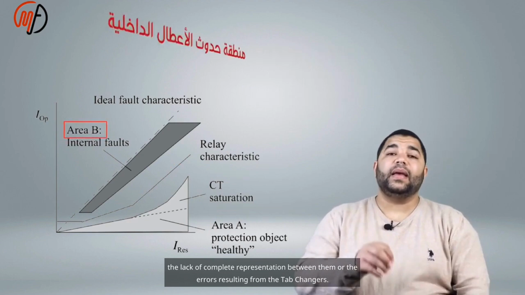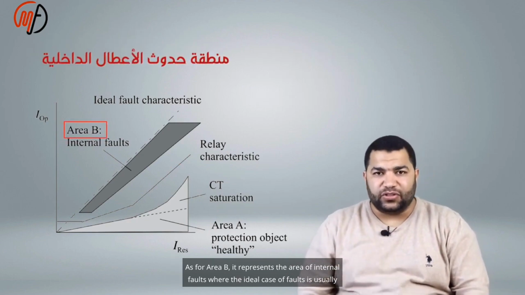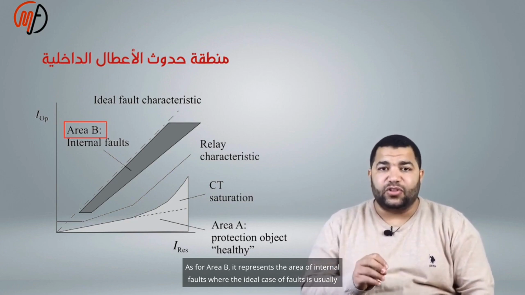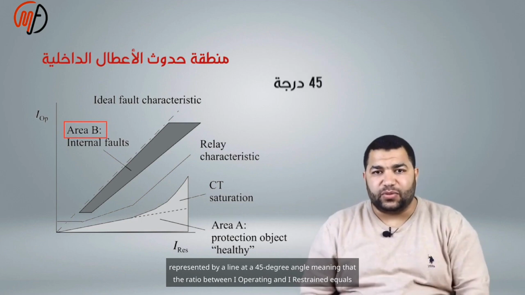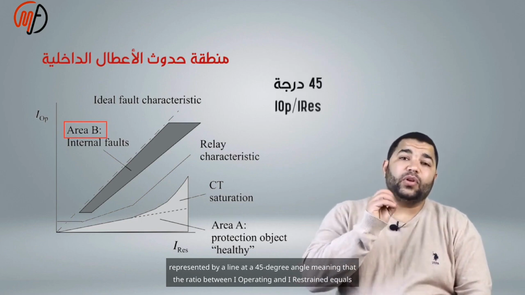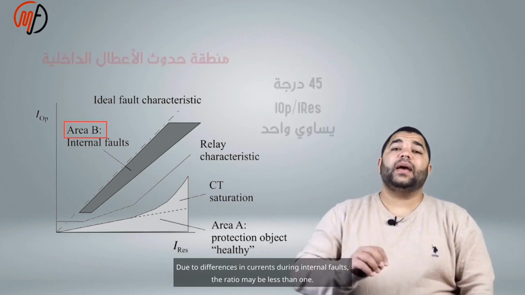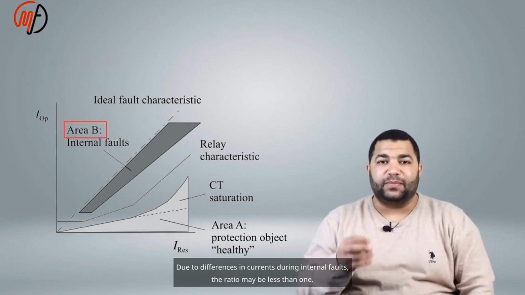As for area B, it represents the area of internal faults, where the ideal case of faults is usually represented by a line at a 45-degree angle, meaning that the ratio between I operating and I restrained equals 1. Due to differences in currents during internal faults, the ratio may be less than 1.